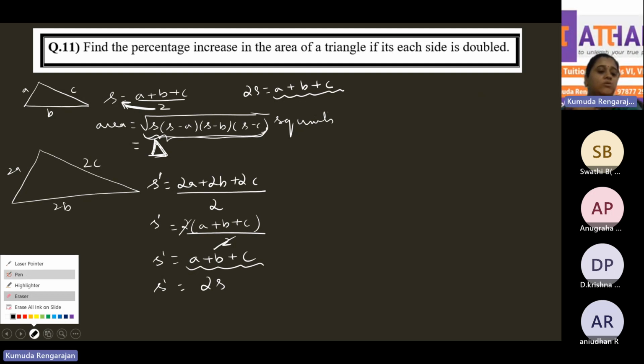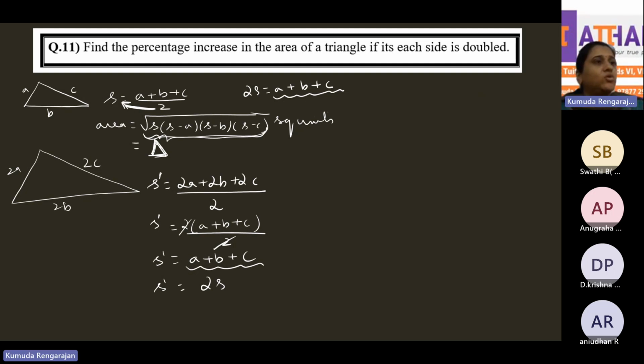So where are we now? We have found the semi-perimeter of the new triangle, 2a plus 2b plus 2c by 2. 2 is common, so 2 into a plus b plus c by 2. 2 and 2 cancel, so a plus b plus c. But a plus b plus c can also be written as 2s. So s dash is equal to 2s. Why did we call it s dash? Because we already have s here, so again we cannot say s. So s dash is equal to 2s. Is that understood?